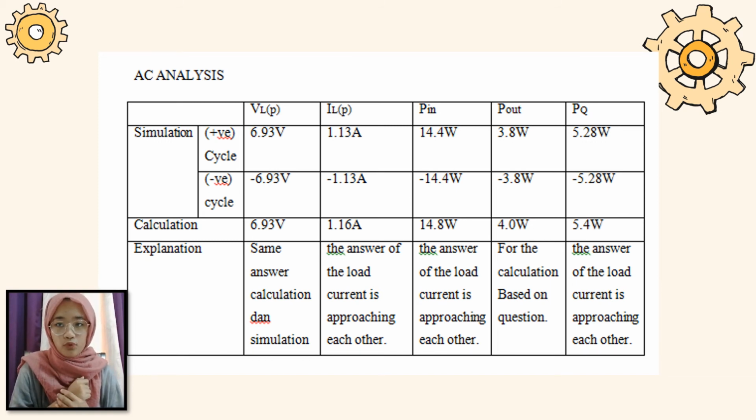Next, the power input is 14.4 watt for simulation, while for calculation we get 40.8 watt. For power output, the simulation gives 3.8 watt, while the calculation based on the question gives 4 watt. Lastly, for power dissipated, the simulation gives 5.28 watt, while the calculation gives 5.4 watt. These answers are also approaching each other.